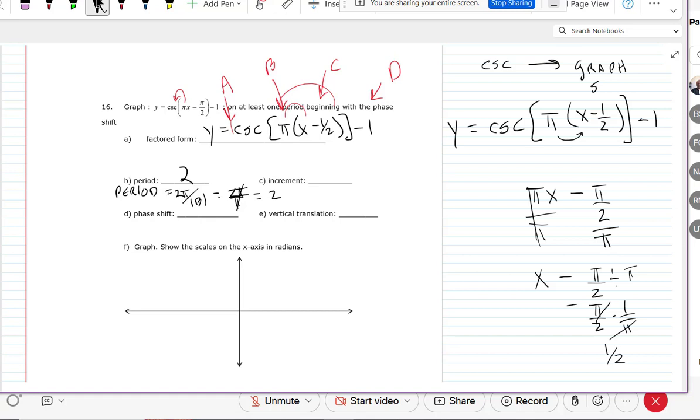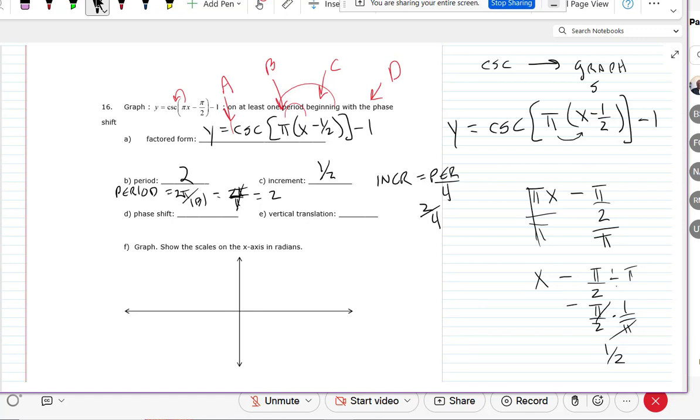What that's going to mean is every time 2 units go by on the x-axis, you'll have a U-shape going up and you'll have a U-shape going down. A period of a cosecant looks like this. You have a U up and then you have a U down. Over and over again like that. Okay? And then the next thing is the increment. What you do is you take the period divided by 4. So the period is 2. Divide that by 4. Reduce the fraction, get 1/2.